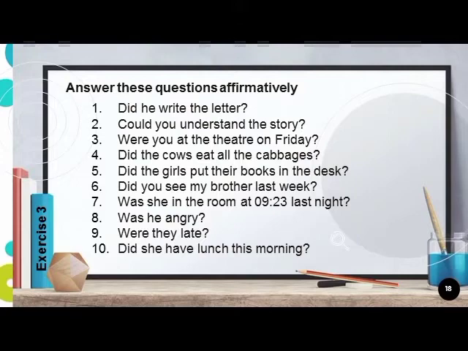7. Was she in the room at 9:23 last night? The answer: yes, she was in the room at 9:23 last night. Or, yes, she was. 8. Was he angry? The answer: yes, he was angry. Or, yes, he was. 9. Were they late? The answer: yes, they were late. Or, yes, they were.